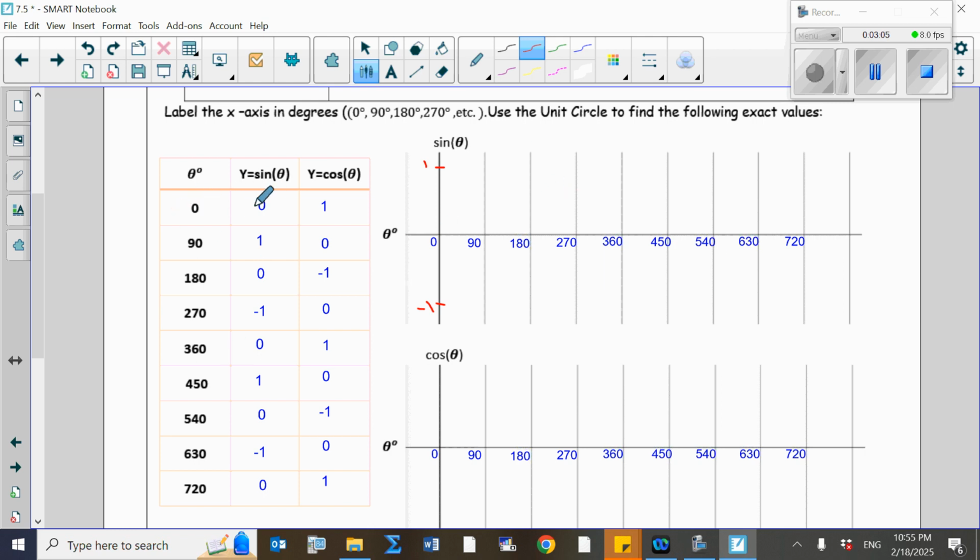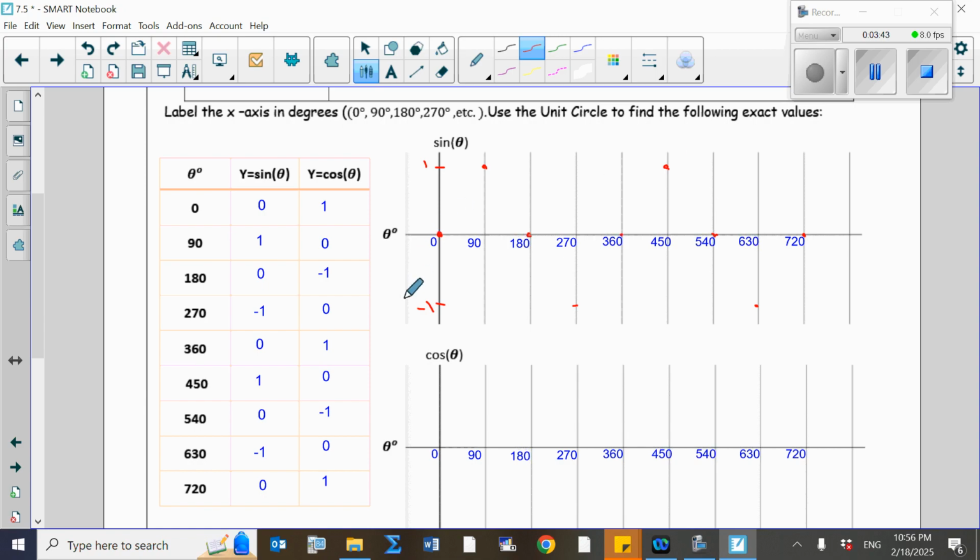So the first point, 0 and 0, is here. Second point, 90 and 1, is here. 180 and 0 is the next point. 270 and -1, you see that's this value. 360 and 0. 450 and 1. 540 and 0. 630 and -1. And 720 and 0.